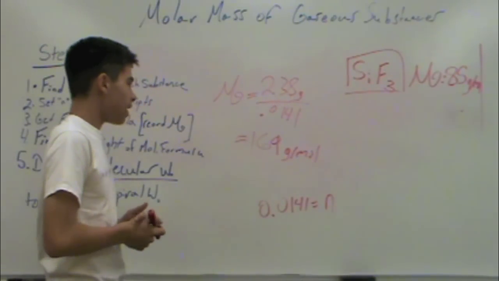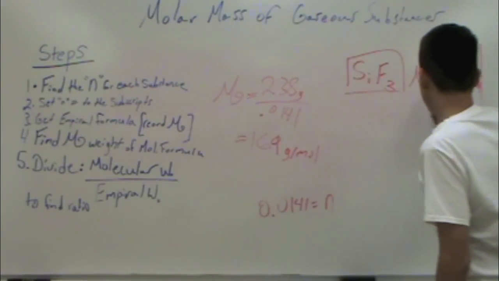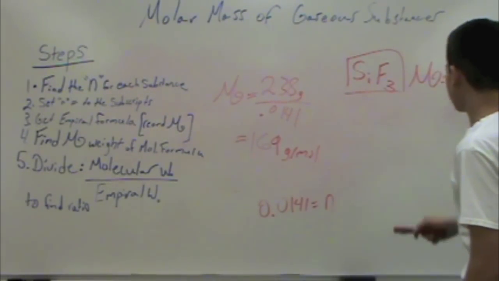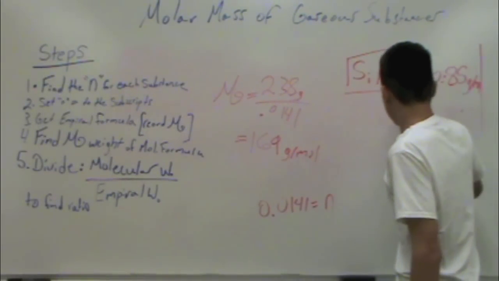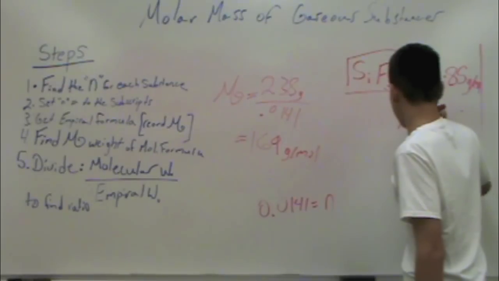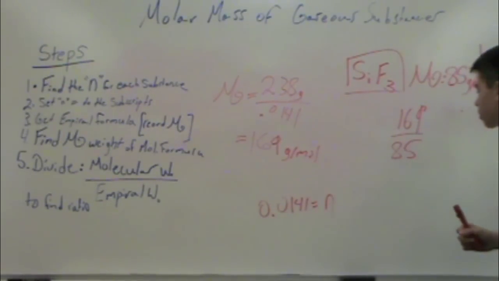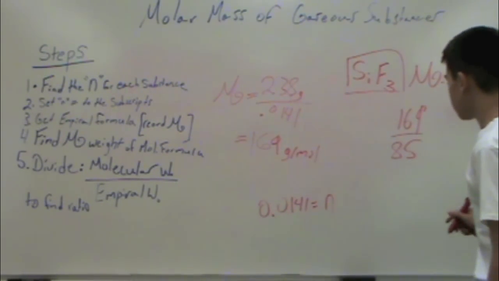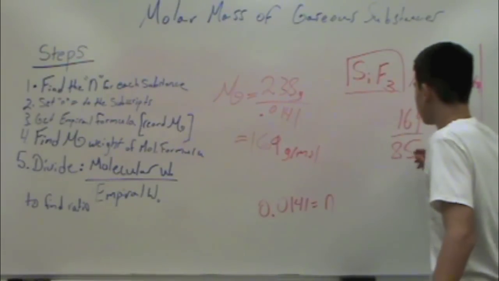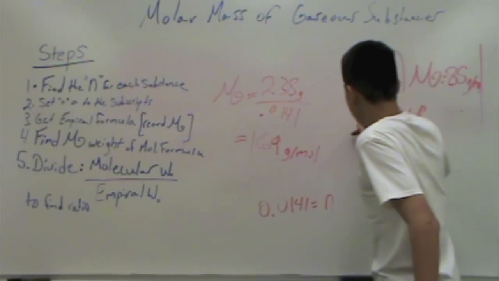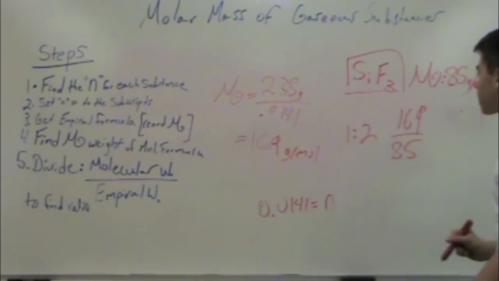Now we can go ahead and find that very simply by taking the weight of the molecular formula and dividing it by the weight of the empirical formula. So in doing so, 169 over 85, we're going to get an integer value of 2. Because remember, when we do this, we only take integers because you can't have a decimal. So the ratio is 1 to 2 from the empirical formula to the molecular formula.